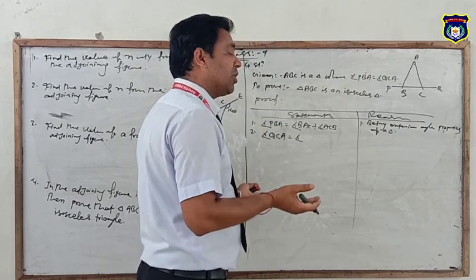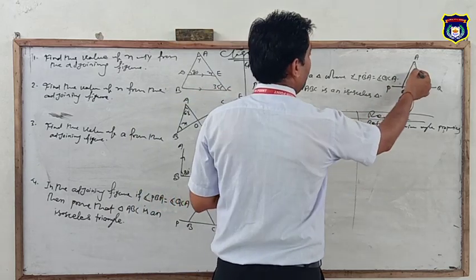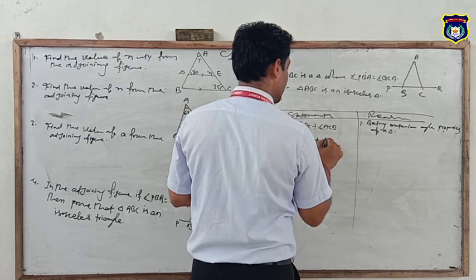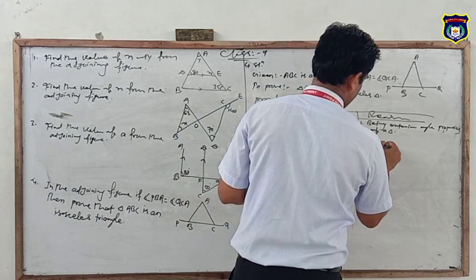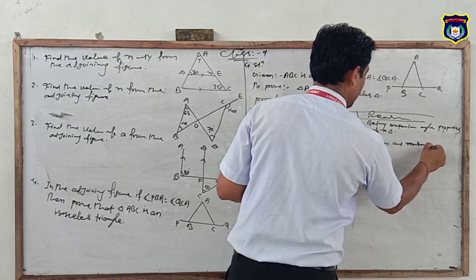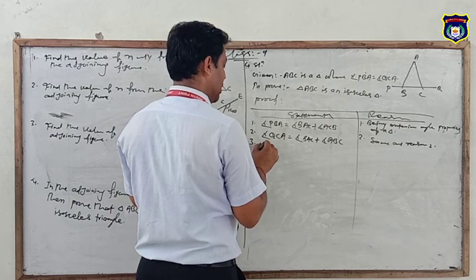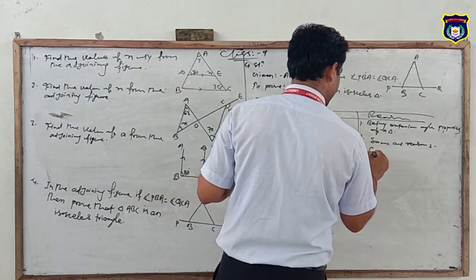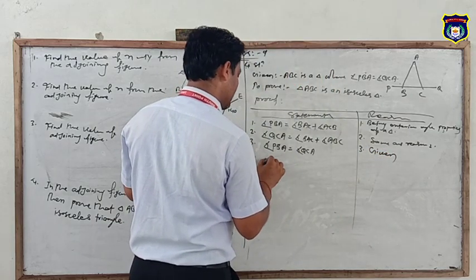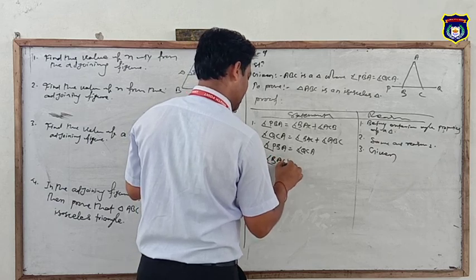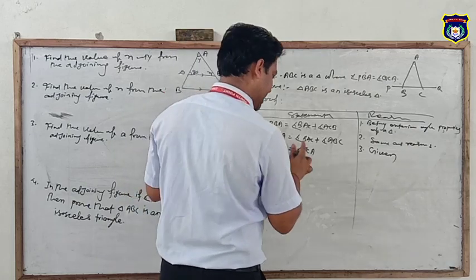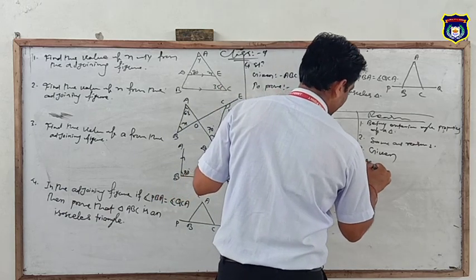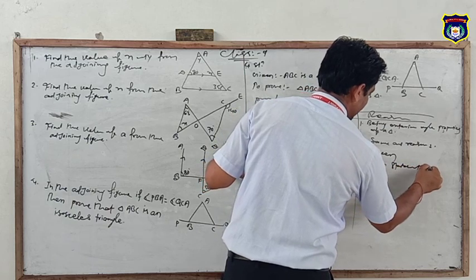Number 2: angle QCA is also an exterior angle, and its opposite interior angles are BAC plus ABC. Same as reason 1. Number 3: from the question, we have angle PBA is equal to angle QCA. So we can write angle BAC plus ACB is equal to BAC plus ABC, from statements 1, 2 and 3.